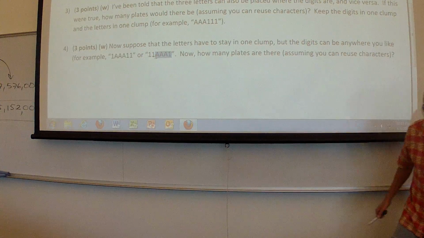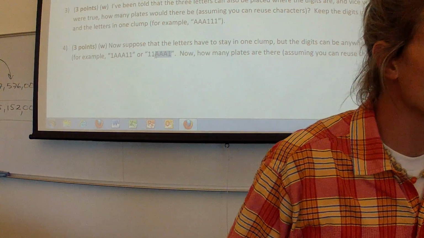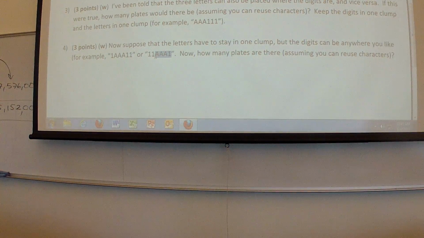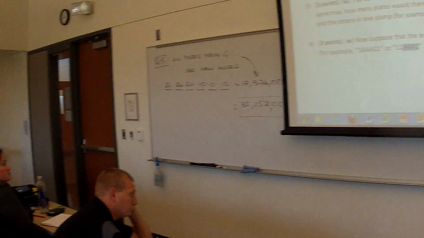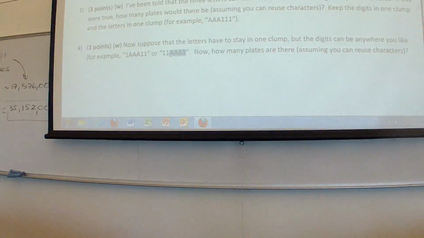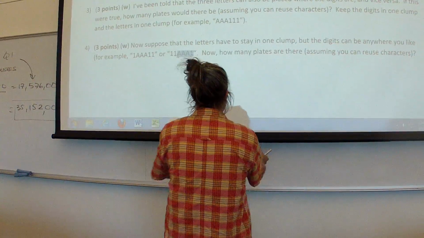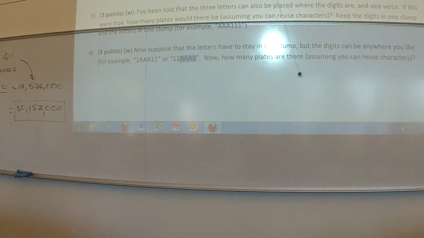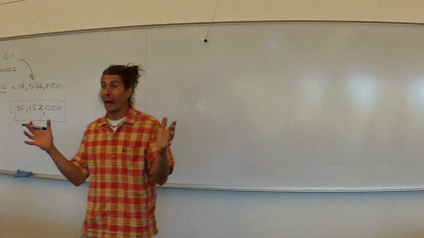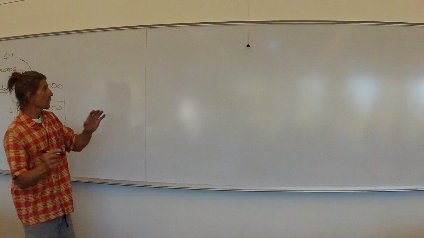So here we go. We've already partially answered this question, haven't we? The letters have to stay in a clump, but the digits can be anywhere. So how many different arrangements overall can we have? Doesn't one of our previous answers actually address part of this? If you think about it, question 3 is part of this situation. The letters have to stay in a clump. The digits can be anywhere. There's 6 spots, correct? Yeah.